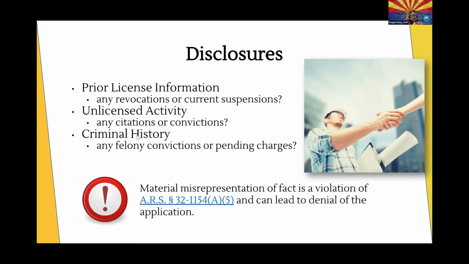All right, so some other items that you will see as you're going through your license application is the disclosure section. We will be asking you to disclose if you have been listed on a prior license that was revoked or suspended, if you were cited previously for or convicted of unlicensed activity, or if you have any felony convictions or pending charges. Those will need to be answered yes or no for any individuals who are listed on the license. If you answer yes to any of them, then further research and information would be required at that time.